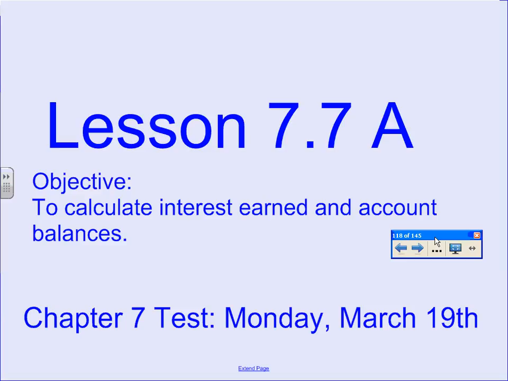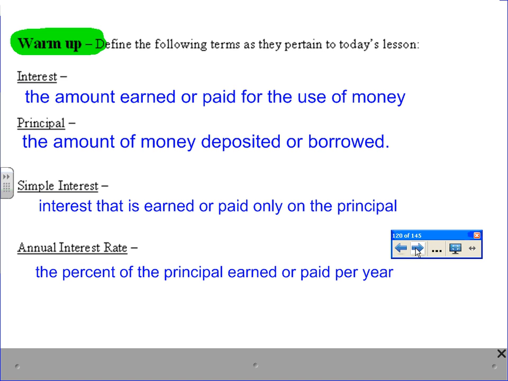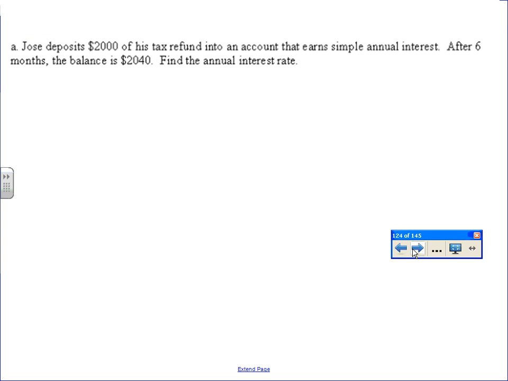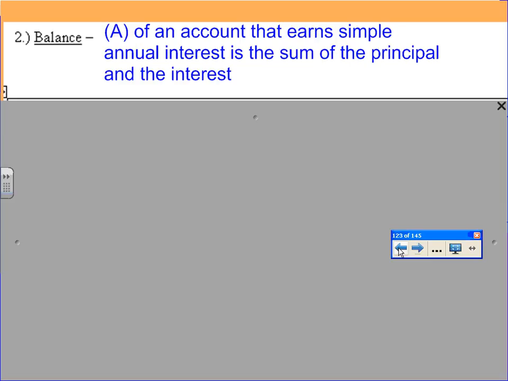Okay, so 22, yes, the title here is simple interest. I just want to do a quick review one more time of the formula. So here was our interest equals PRT. And remember, that just found simple interest. We're going to go one step further today. So go ahead and flip over to page 23. The very first thing at the top of page 23 is the word balance.